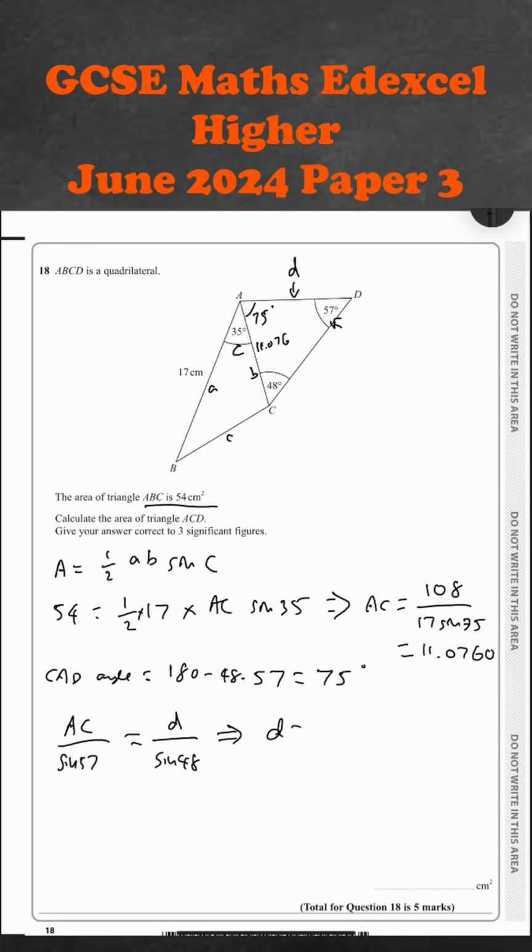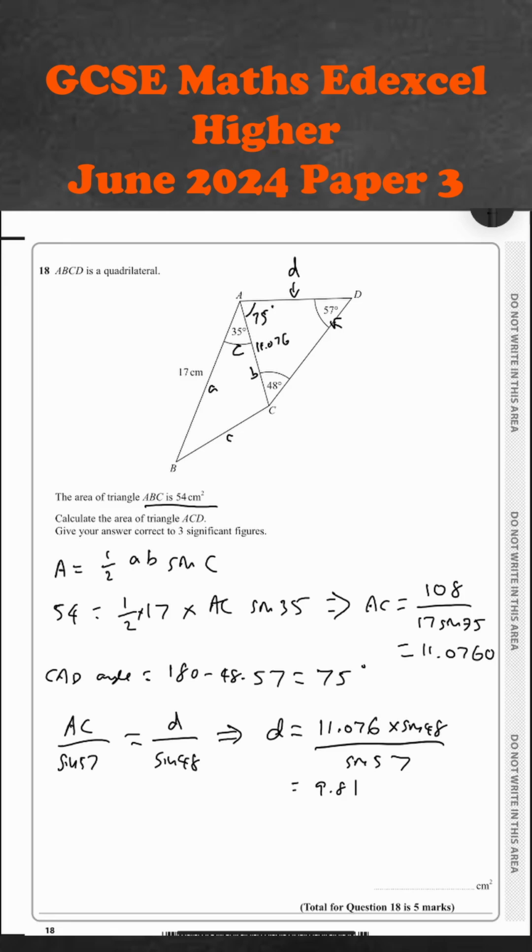Therefore, D equals 11.076 times sine 48 over sine 57. Again, I'll do this on my calculator: 11.076 times sine 48 divided by sine 57. I get 9.81.